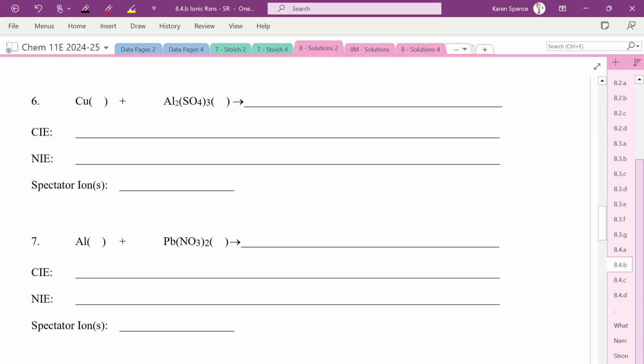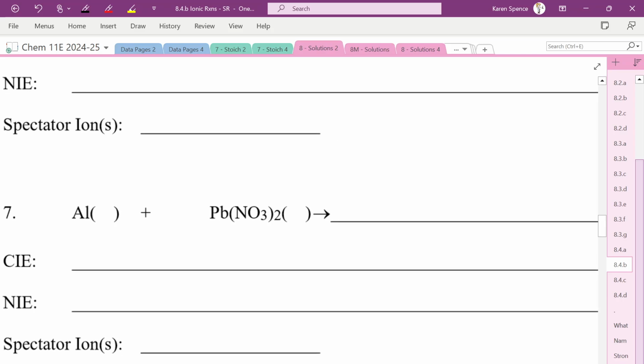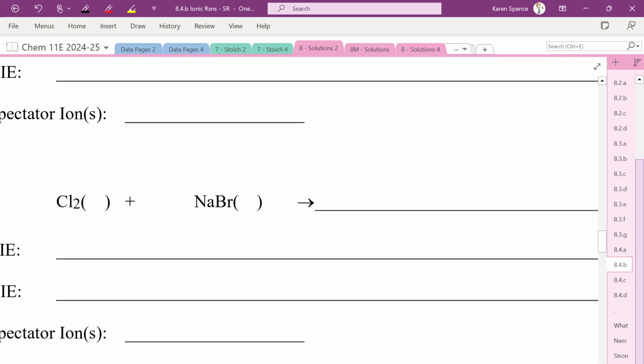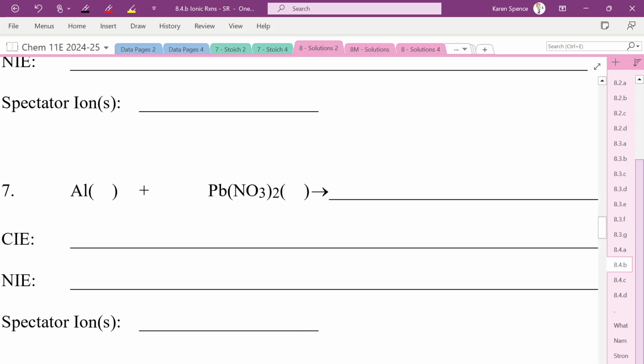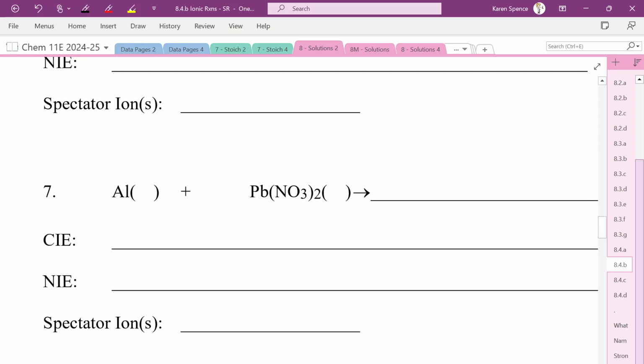Let's try number 7. That looks exciting. What state would aluminum be? This is on page 89. That was when I graduated. So many years ago.